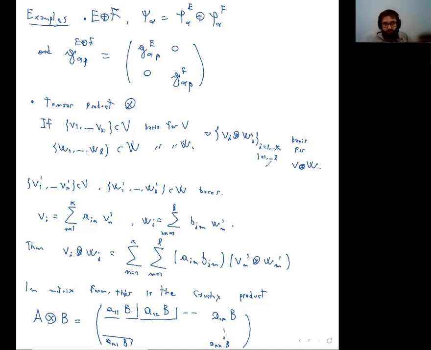Now if you forget that these were elements of some vector space, and you think that these were the basis of a vector bundle, right? This is the standard basis in one trivialization, and this is the standard basis in the other trivialization. A and B must have been the transition functions to go from, let's say, alpha to beta. Then this is what you do with these two matrices. You have G alpha beta for E, G alpha beta for F, and you put this together. So let's do it.